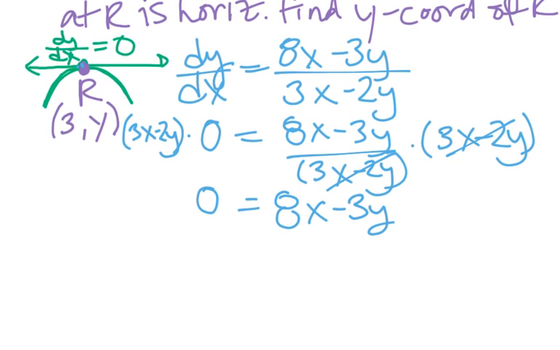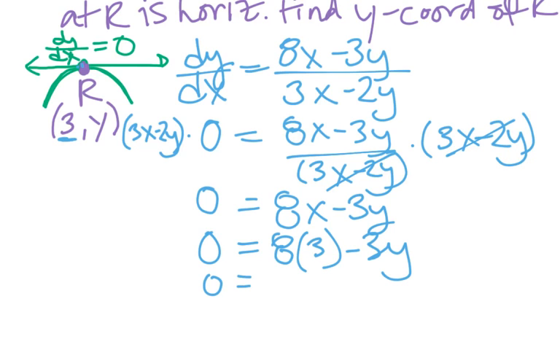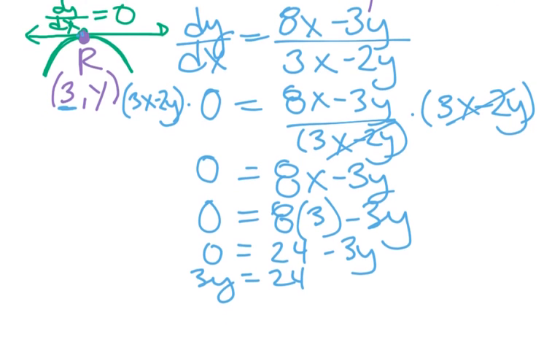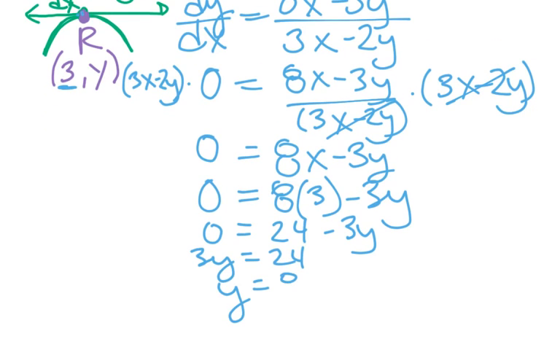Okay, I know what the x value is. At this point, it's 3. So I can plug in 3 for x. So I have 0 equals 24 minus 3y. That means 3y equals 24. So y is 8. It asks me to find the y coordinate. So the y coordinate is 8.